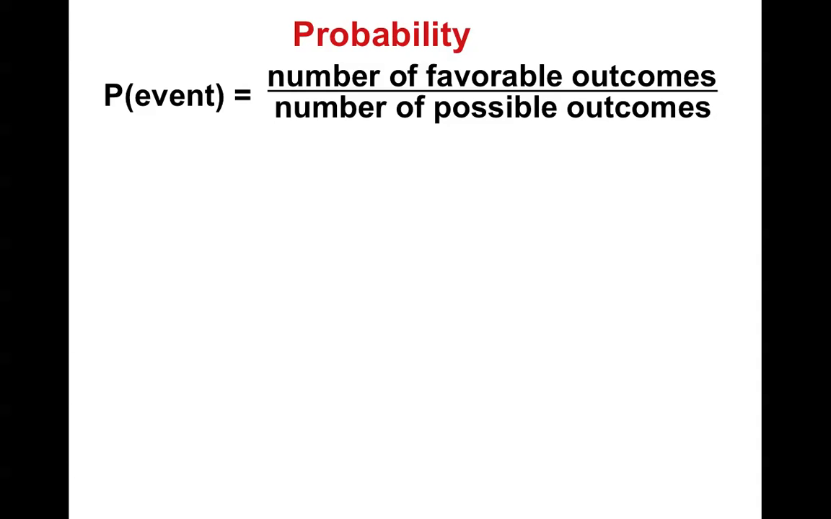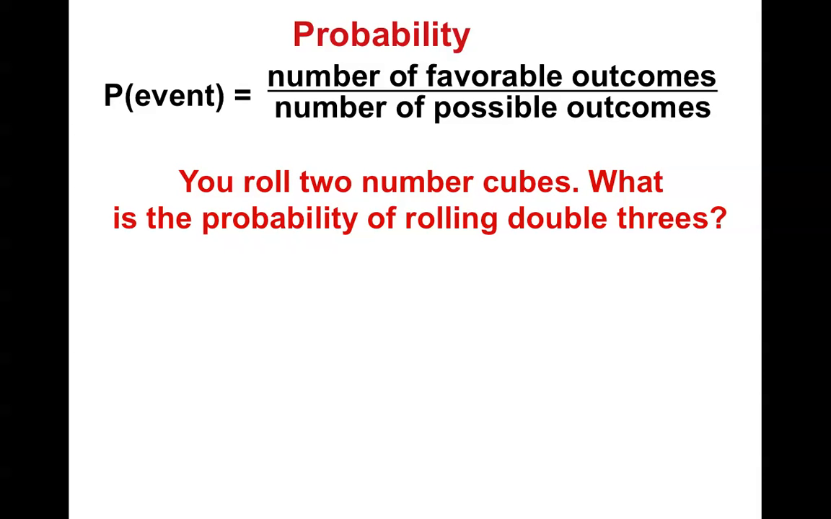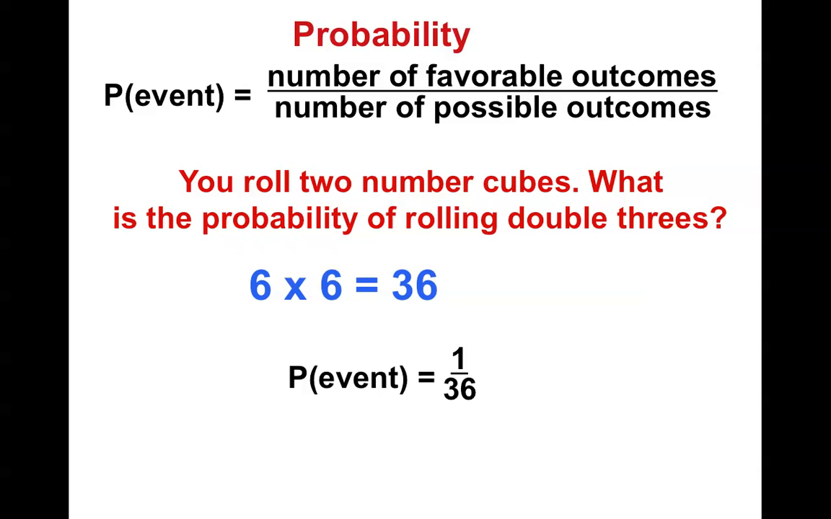We've studied probability, and we know that the number of favorable outcomes over the number of possible outcomes is how we find the probability of an event. So if we had the question, you roll 2 number cubes, what's the probability of rolling double 3s? Well, since there are 36 different outcomes when you roll number cubes, and only one way that you can roll double 3s, the probability therefore would be 1 out of 36.